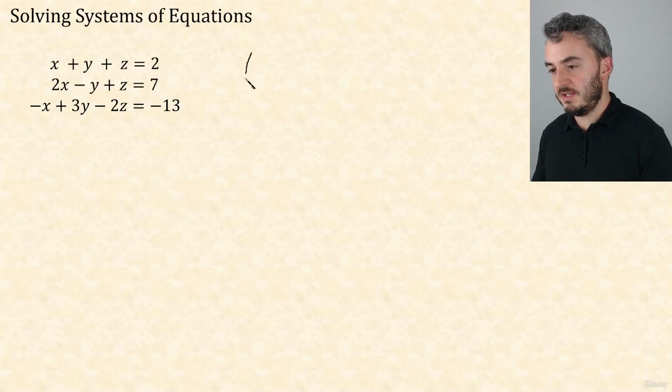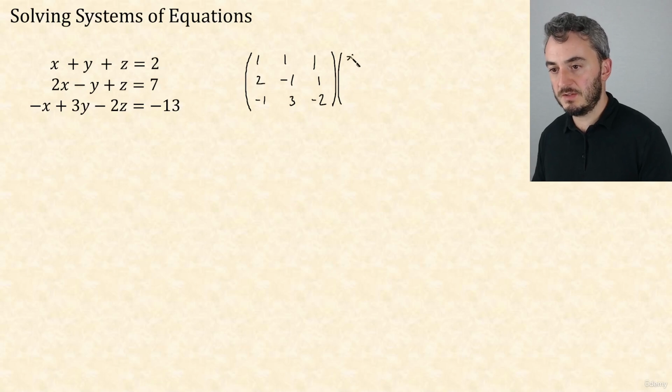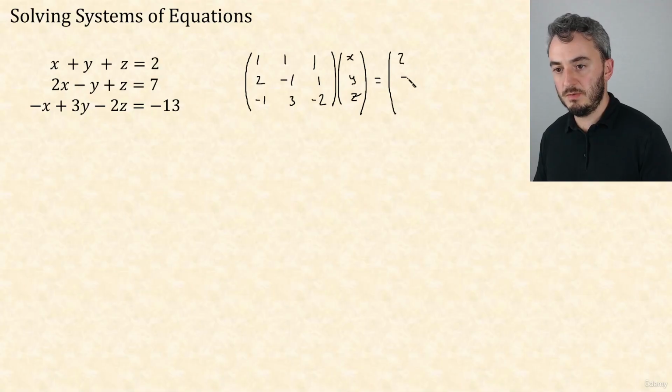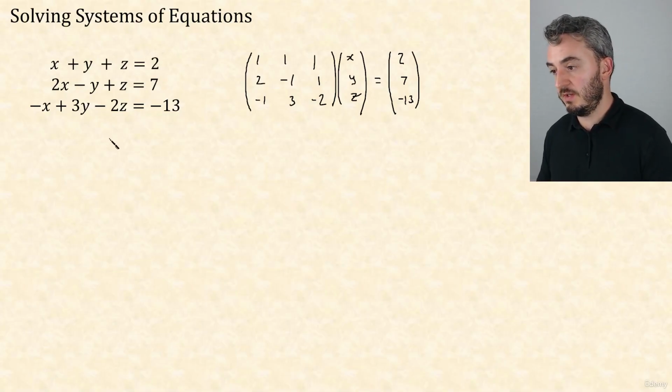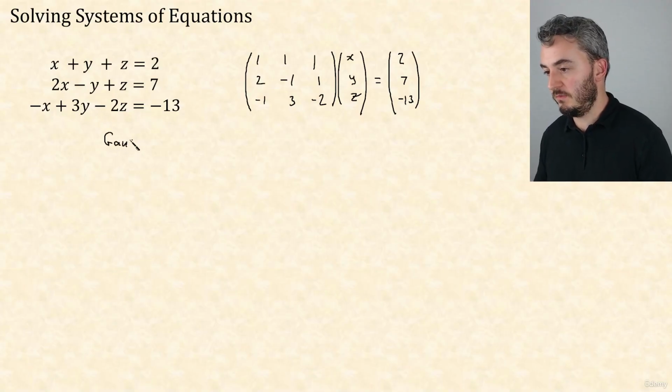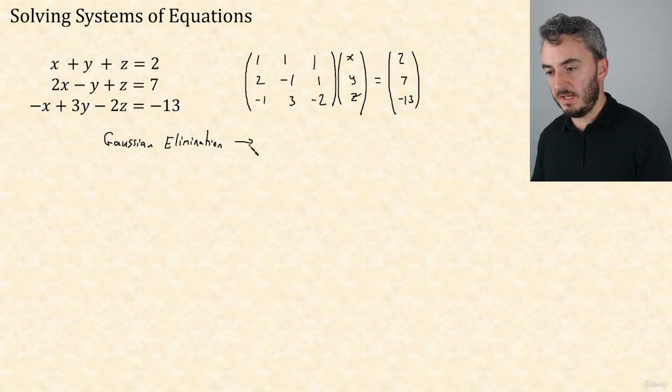So here's our setup. We've got the matrix 1, 1, 1, 2, minus 1, 1, minus 1, 3, minus 2, applied to x, y, z equals 2, 7, minus 13. So I'm going to show you a way of solving this without finding the inverse of this matrix. Now the process is we're going to use something called Gaussian elimination, named after Gauss, the mathematician. And we're going to use Gaussian elimination to get it into what's called row echelon form.